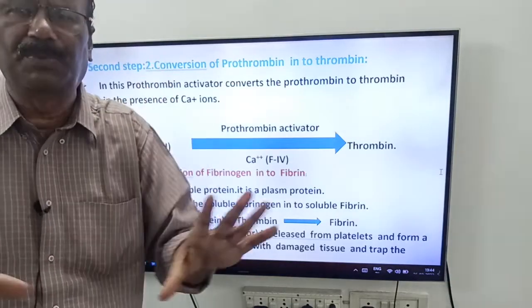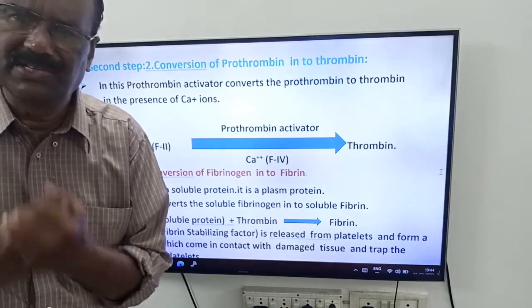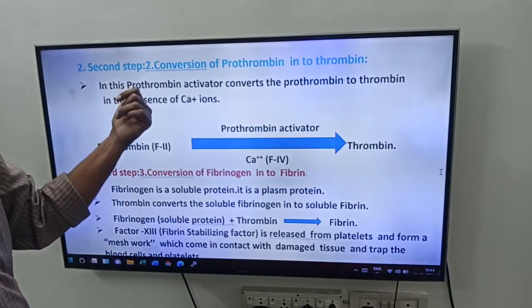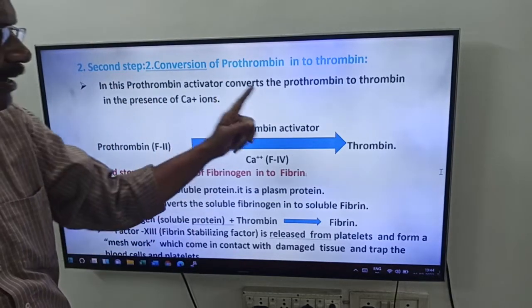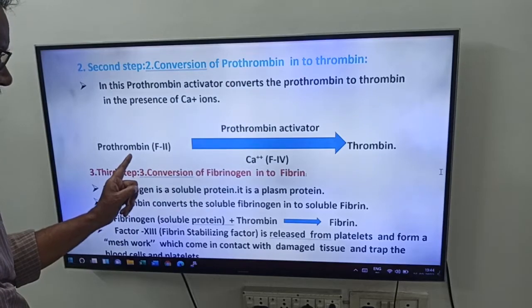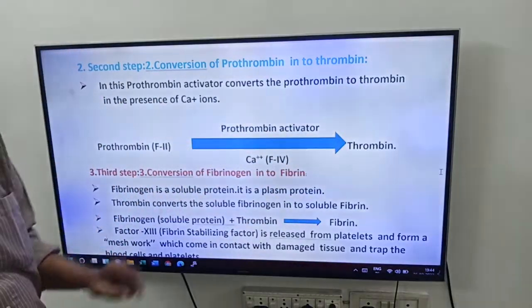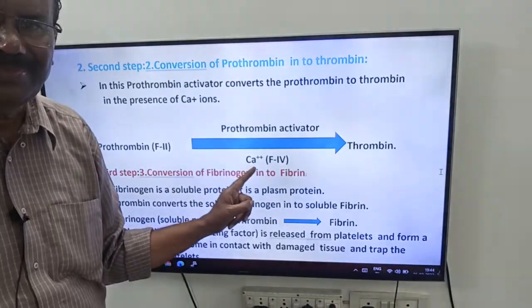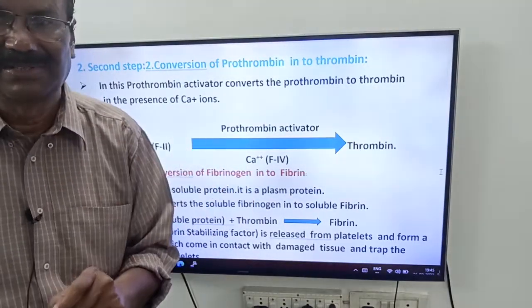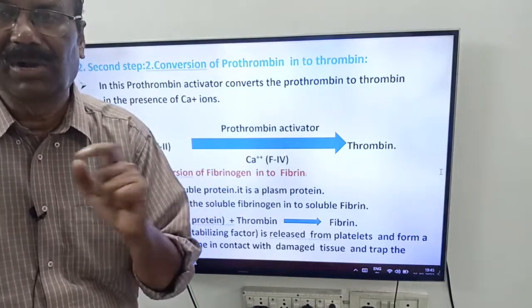Please, first you have to know prothrombin activator, friends. Then the second and third steps are very easy. In the second step, prothrombin activator converts the prothrombin, factor 2, into thrombin, in the presence of which? Calcium ions. Calcium ions are factor 4 of the blood clotting factors.